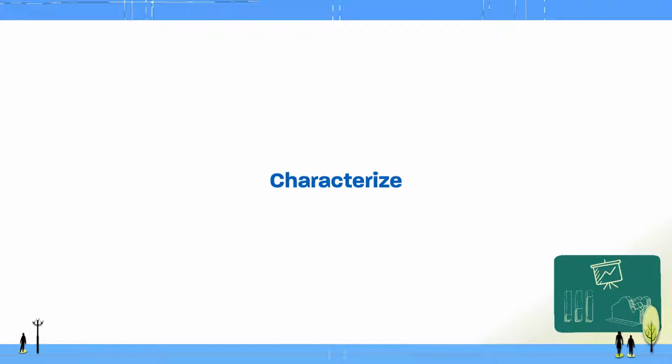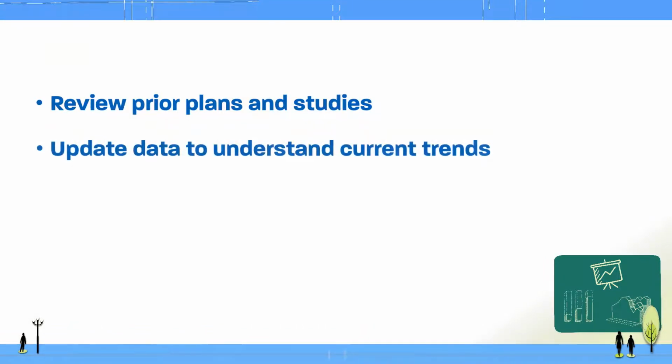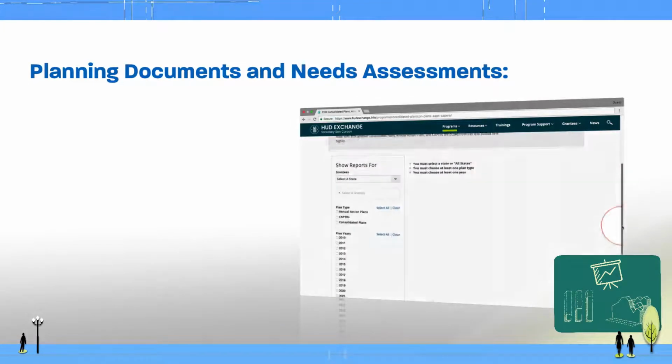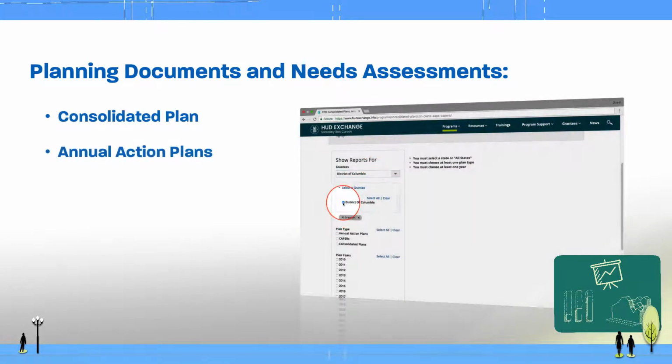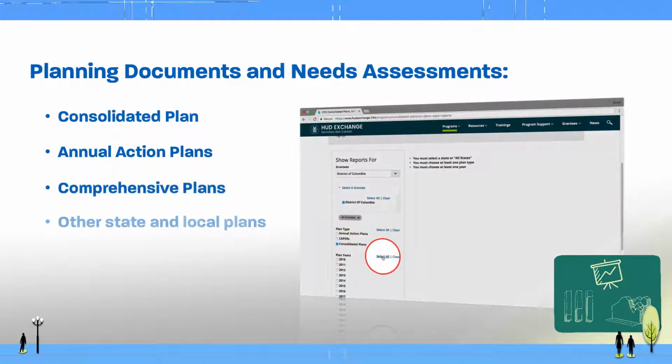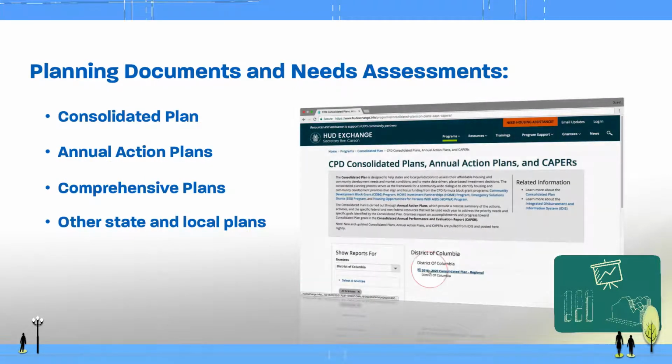Let's talk about the first C. You will want to characterize the public service need that you are trying to address through analyzing data. You can do this by reviewing prior plans and studies and updating any previously collected data to understand current trends. Some of the first places to look for documented need are in the Consolidated Plan, Annual Action Plans, Comprehensive Plans, and other plans, such as those to address homelessness. These plans are available at both the state and local jurisdictional levels.